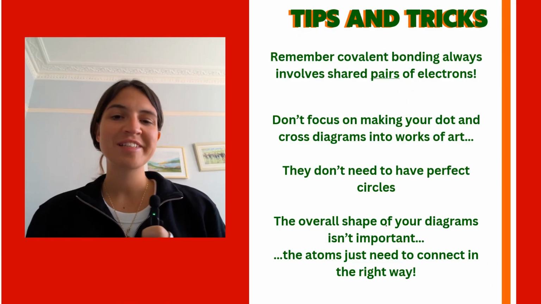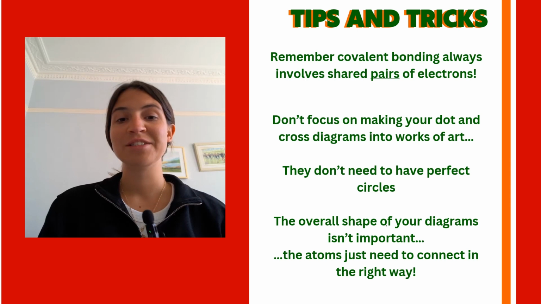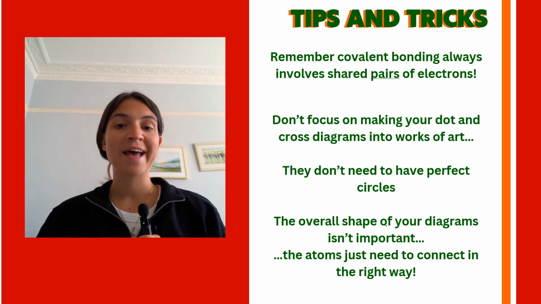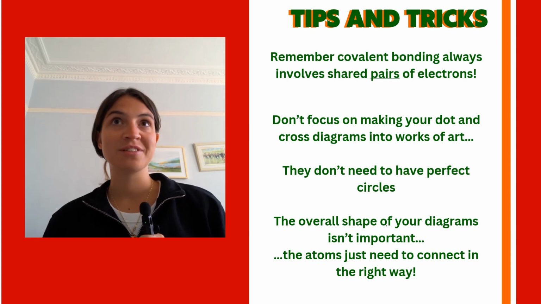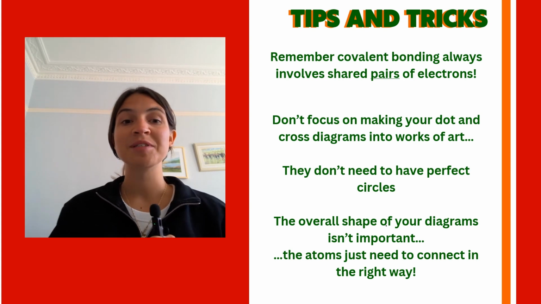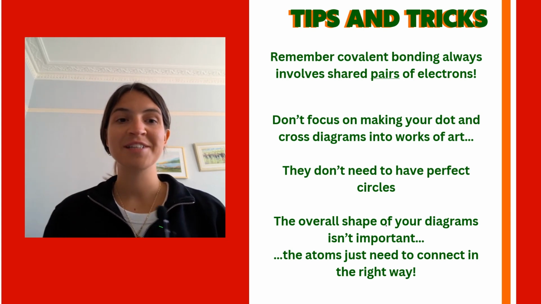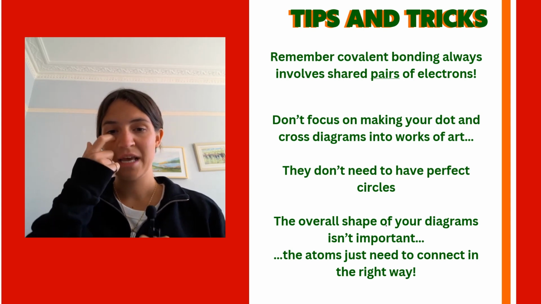Okay, tips and tricks for this section. So I guess first thing is to remember that covalent bonding always involves shared pairs of electrons. So when you're drawing your overlaps as well, there should be an equal number of dots and crosses in those overlaps to show those electrons are being shared in pairs.